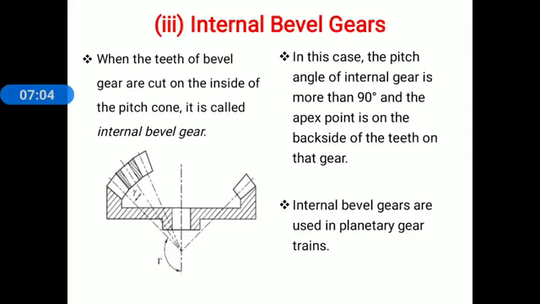Third one, the special category of bevel gear. Third type, internal bevel gears. Again, everyone observe the sketch carefully. When the teeth of a bevel gear are cut on the inside of the pitch cone, it is called an internal bevel gear. In this case, the pitch angle of the internal gear is more than 90 degrees and the apex point is on the back side of the teeth on that gear.